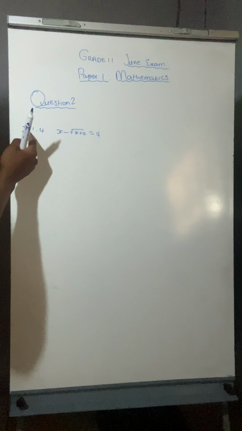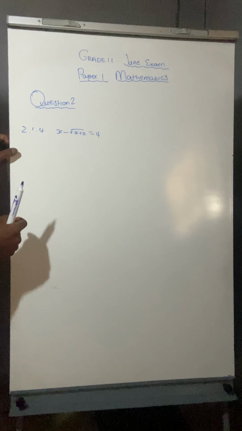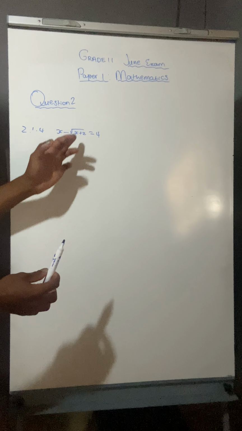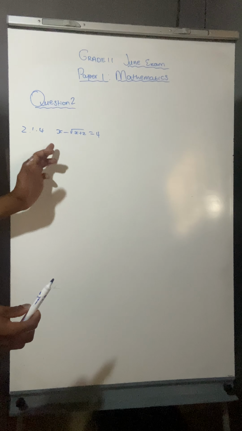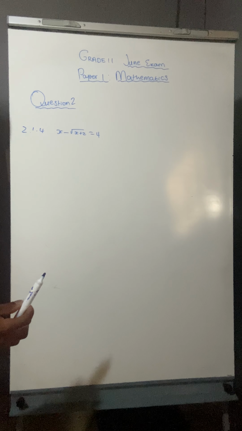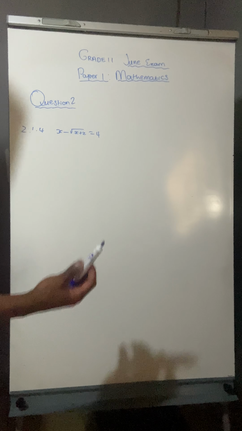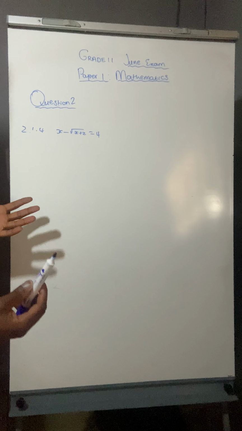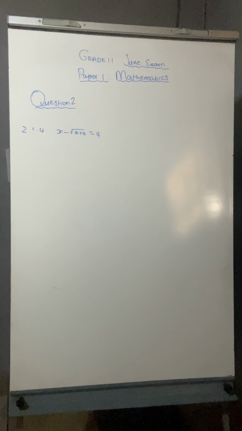So we are on question 2.1.4. When you see this equation, every time you must know that you're going to have two answers, and one of them will be rejected and the other accepted. So it's very important to check whether they are corresponding or not. Okay, so now let us do this question.